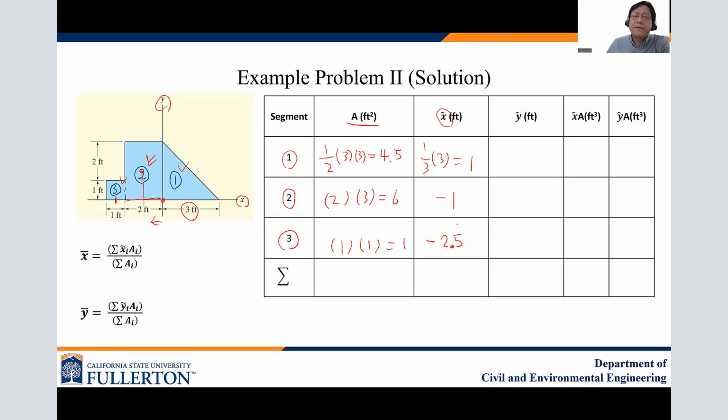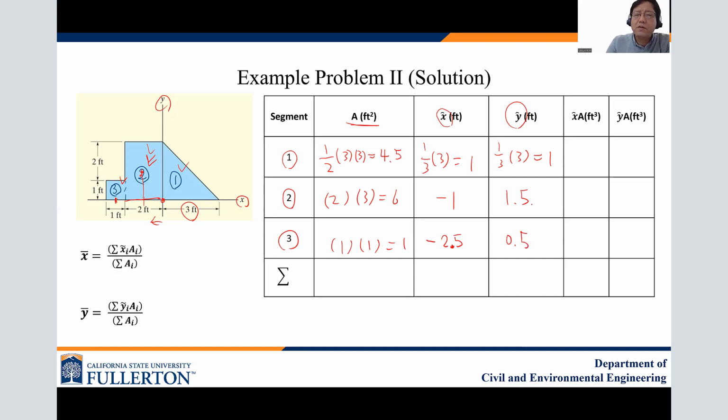2.5. And then Y wave: the centroid of segment 1 also follows the 1/3 and 2/3 rule. So same thing, 1/3 of 3, that is 1 also, right? And then for the rectangle, there's 1.5 feet, in the middle, right? And then the Y wave value for segment 3 is 0.5.